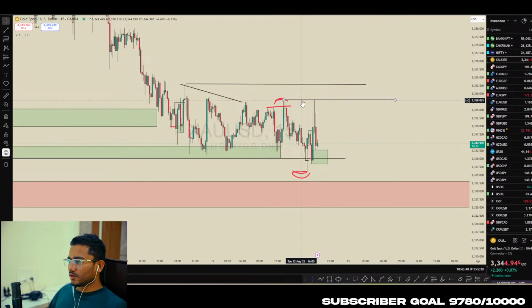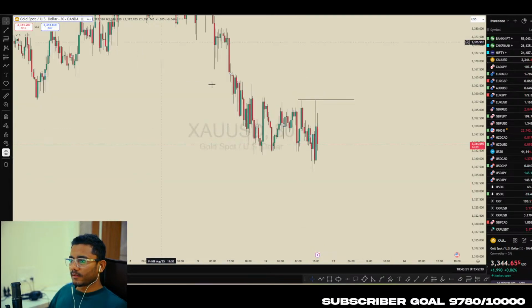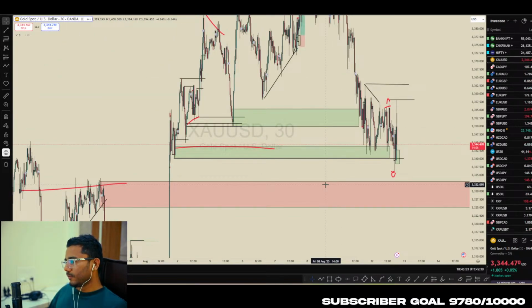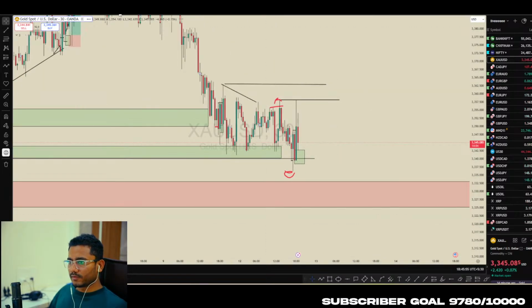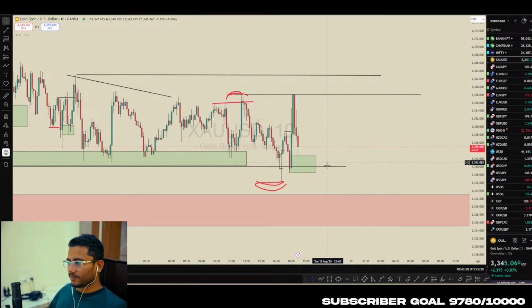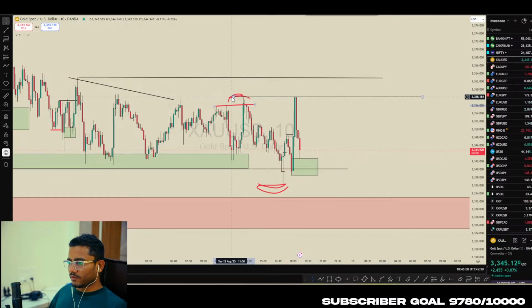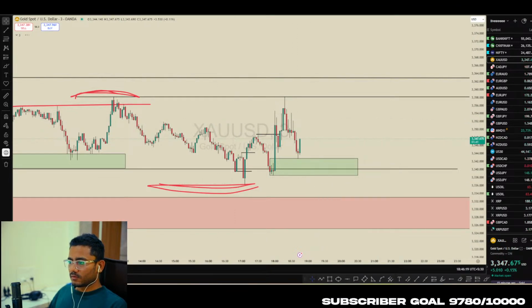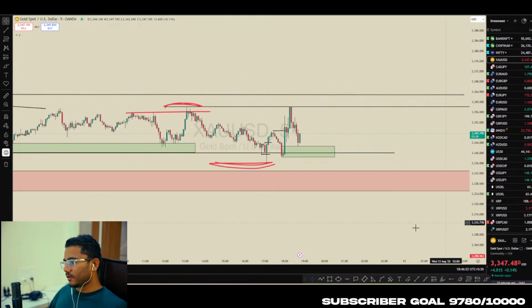Because this structure has not been broken yet, it's valid, but you can't risk more than 1%. So let's see here. We have this structure which induced this previous high. So this is our strong lower high, and price failed to break this high. So it's creating equal highs over here. That's why. If you want to enter, you can enter, but enter with less risk.